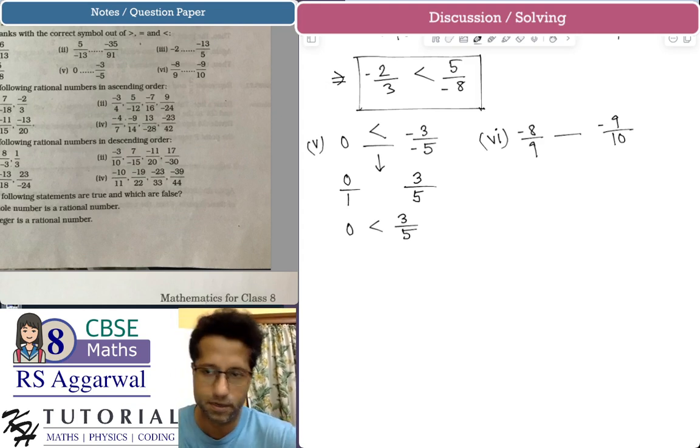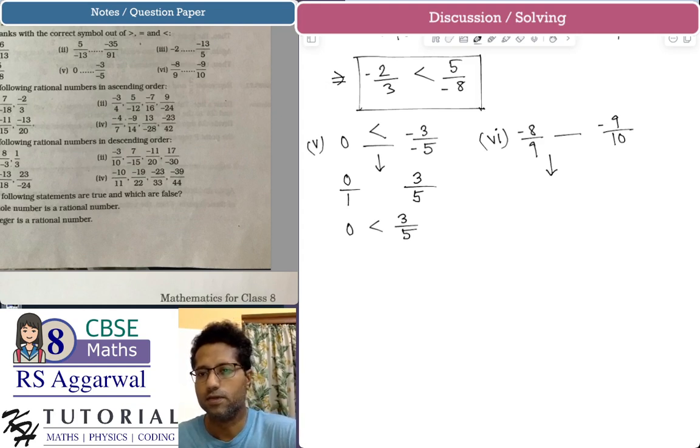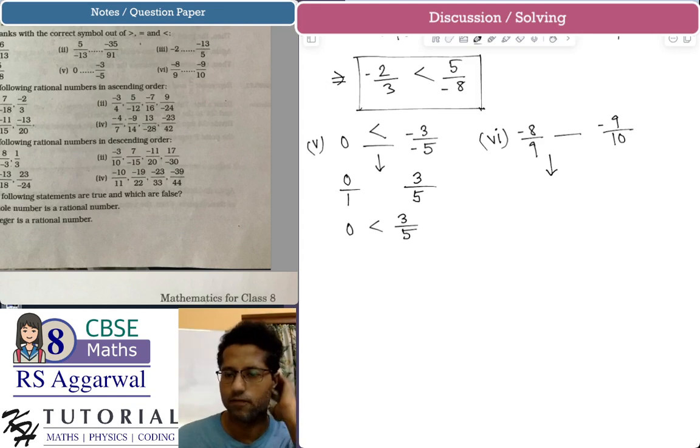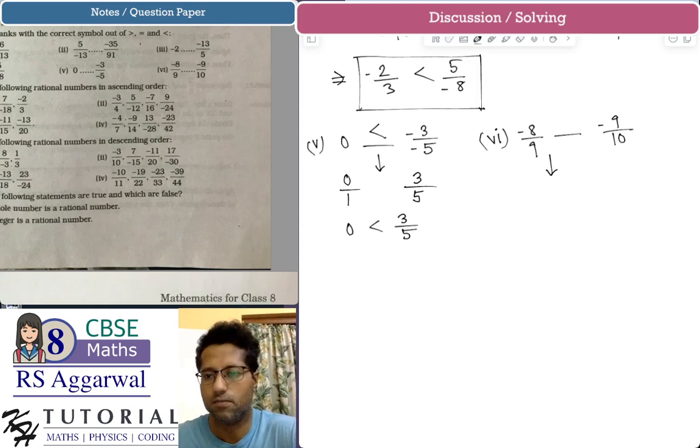So we see the denominators are different. So we have to convert them to their equivalent form, so that both the equivalent rational numbers will have a common denominator as LCM of 9 and 10. LCM of 9 and 10 is equal to 90.